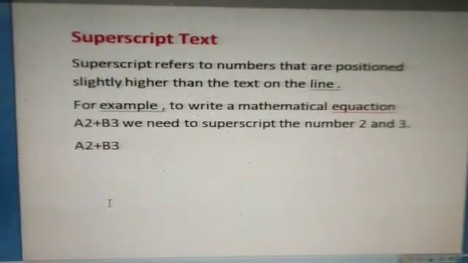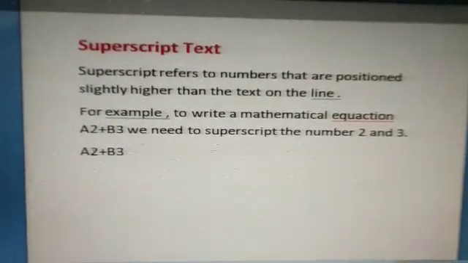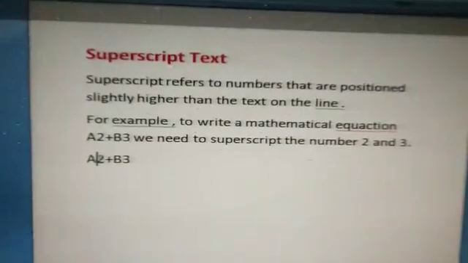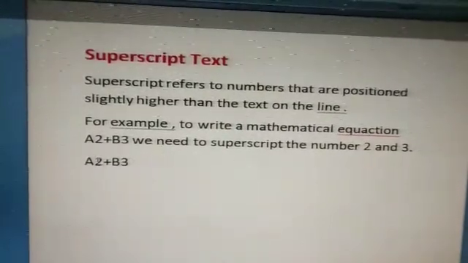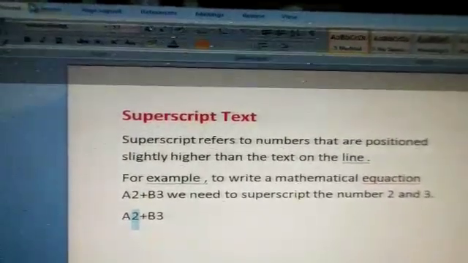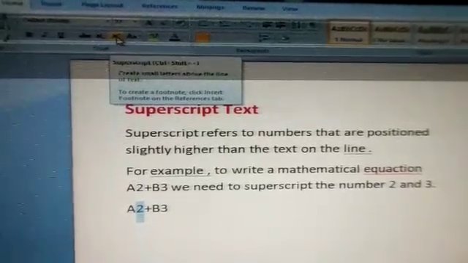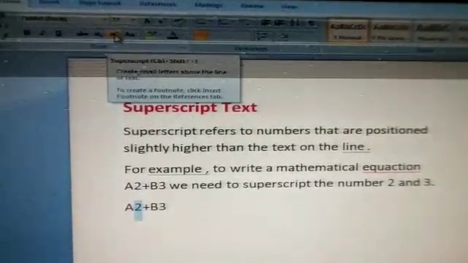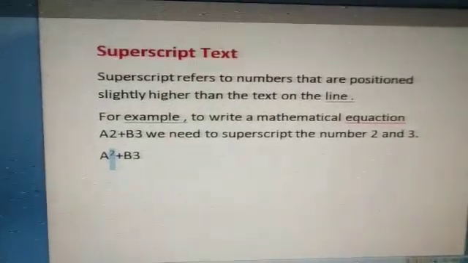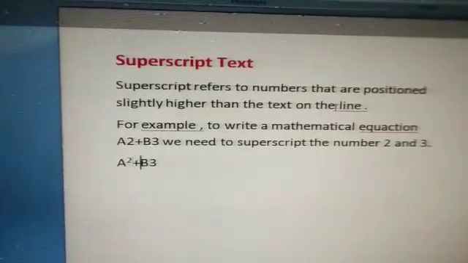So how will we apply superscript to write a mathematical equation? First you have to select the text which you want to superscript. I want this 2, so I have selected this 2 with the help of the mouse. Then again the same process: Home tab, then Font, then here superscript is written. You have to click this superscript. Then you can see what the change is. Now it is written A square. Here A square plus B3 is written.